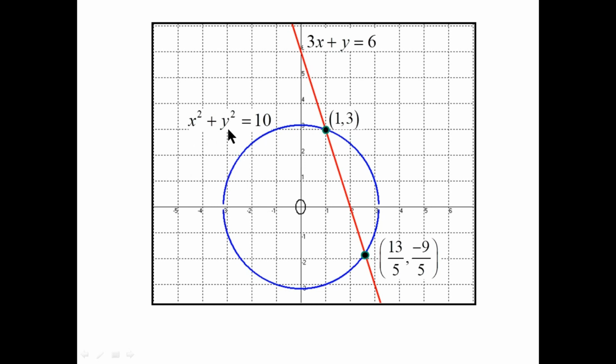I graphed the circle, x squared plus y squared equals 10, a circle of radius root 10, which is a little more than 3. This is the line, the red line is the line, and there's our solutions. (1, 3). This is the origin. And (13/5, -9/5). 13/5 is 2 and a bit, 2 and 3/5, in fact. And -9/5 is -1 and 4/5, so it's down here. So we can see the solutions, we can see the graph, and this is what we've done with the mathematics.